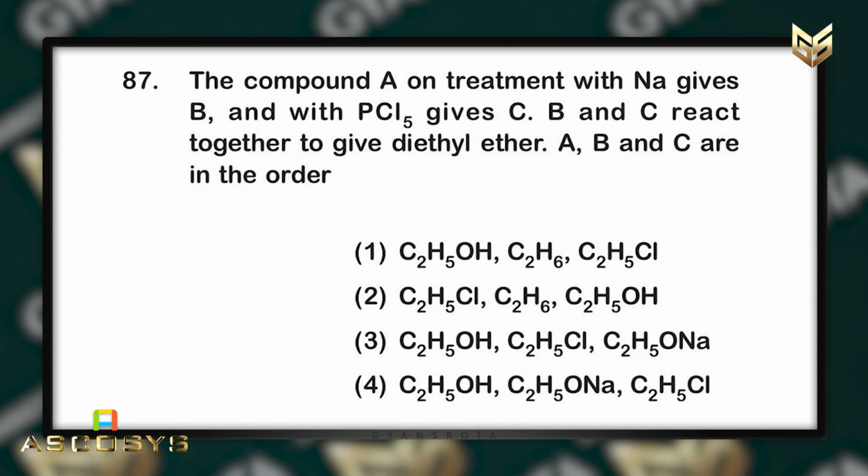So, question number 87 is on the screen. The compound A on treatment with sodium gives B and with PCl5 gives C. B and C react together to give diethyl ether. A, B and C are in the order. So, now let us move on to the solution part.